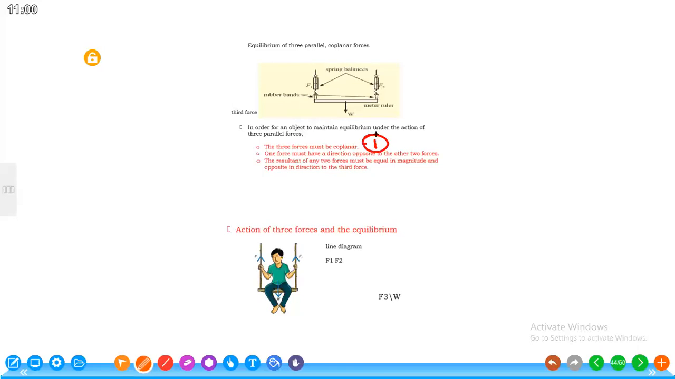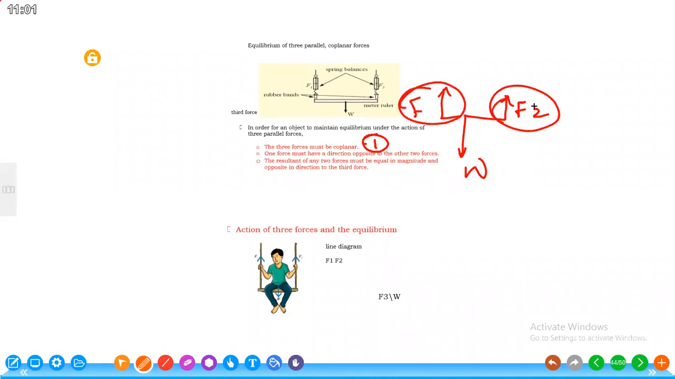The first condition: if you maintain equilibrium under the action of non-parallel forces, the three forces must be coplanar, and one force must have the direction opposite to the other two forces. W is the weight, and in this direction F1, and in this direction F2. Here perpendicular reactions act, and the resultant of any two forces, F1 plus F2, must be equal in magnitude and opposite in direction to the third force.